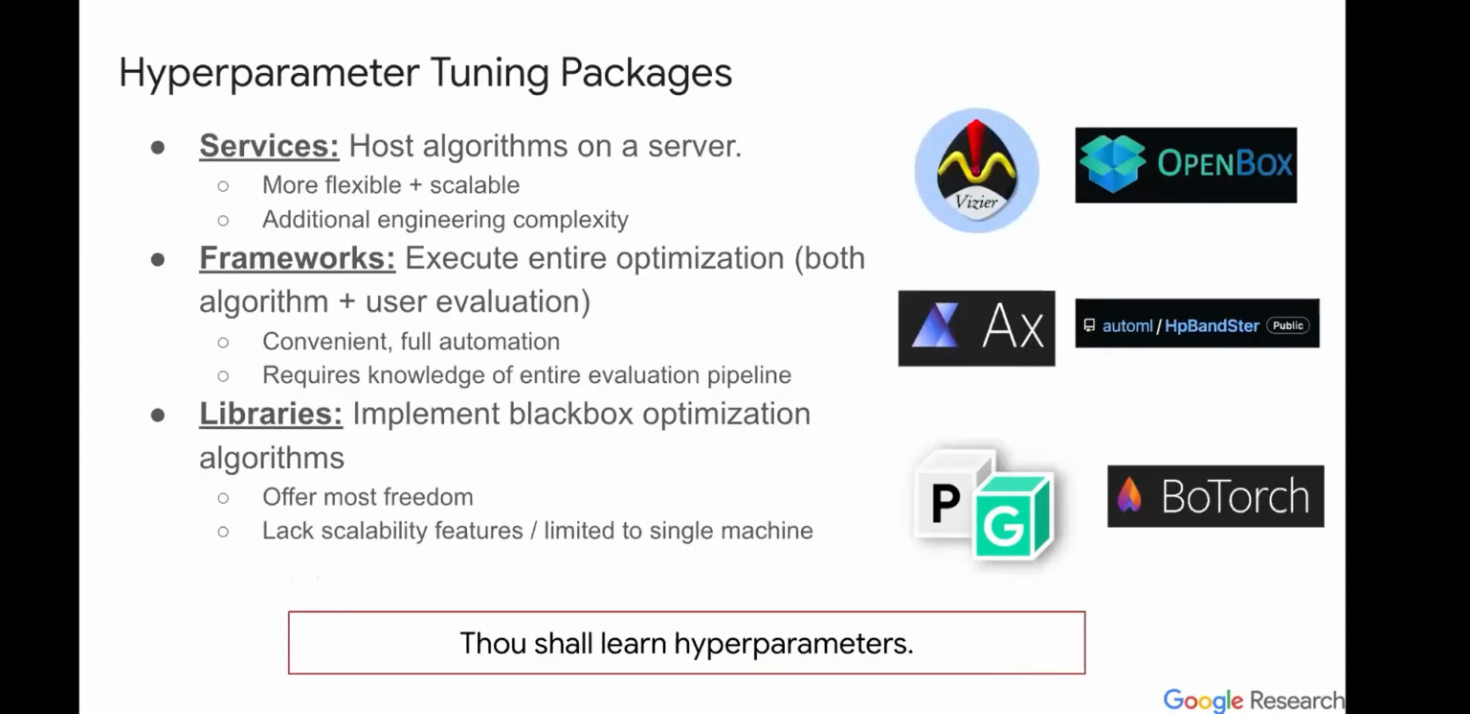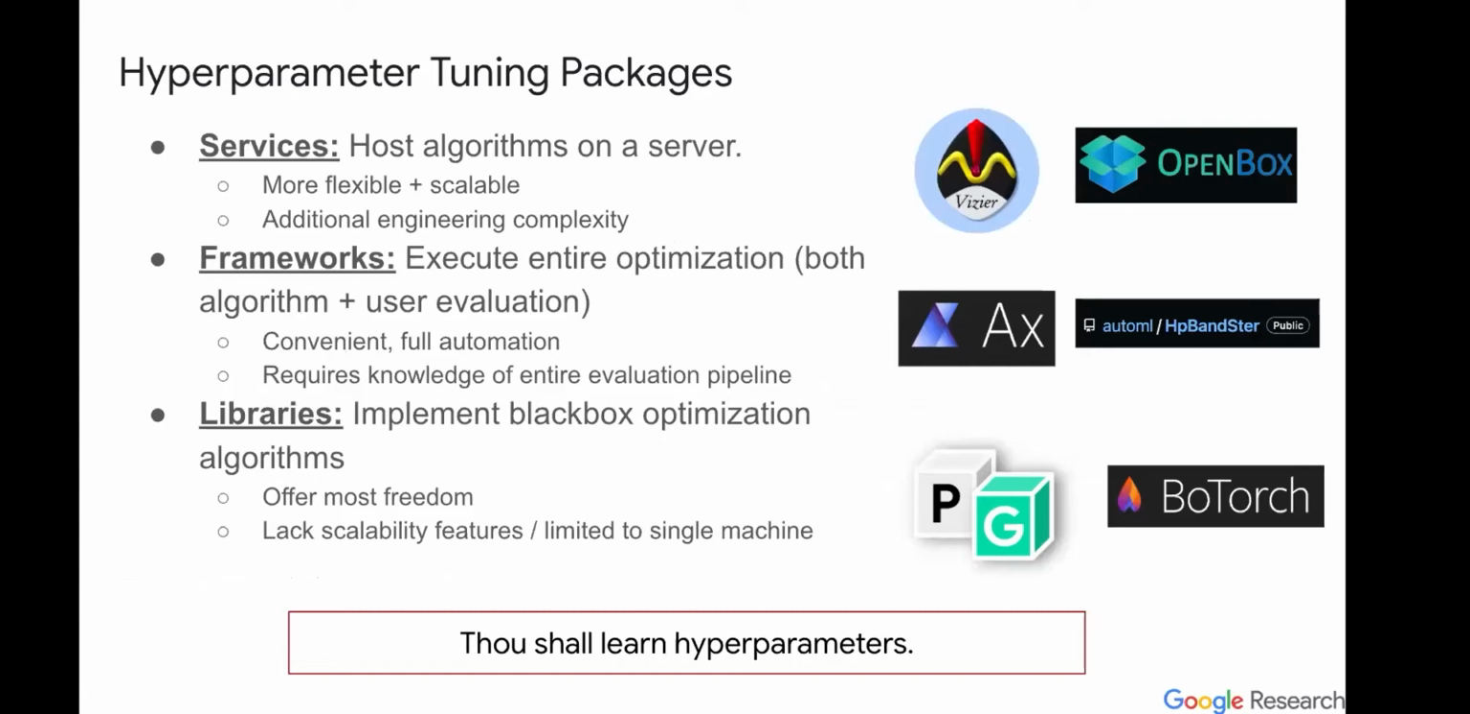Yeah, so in order to talk about hyperparameter tuning, there are 3 main different packages out there, and we'll also talk about the comparisons between those packages. The first type are services. They host algorithms on a server, and include our very own open source Vizier, but also things like OpenBox. They're generally more flexible and scalable, but at the cost of additional engineering complexity.